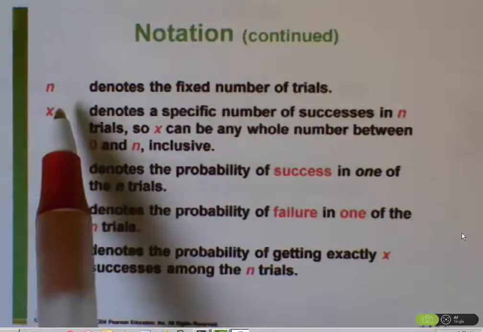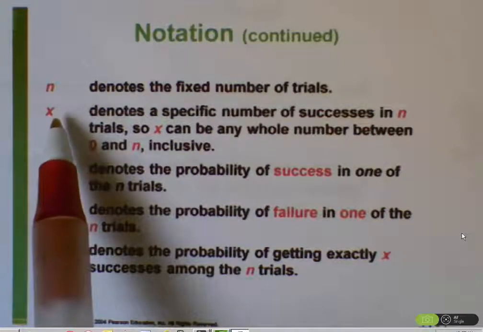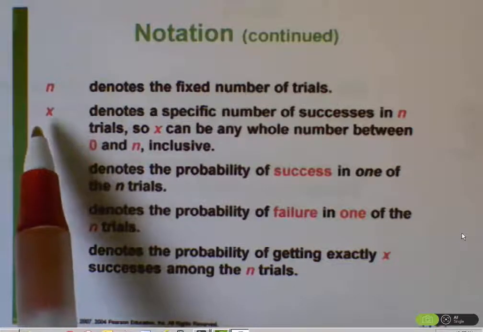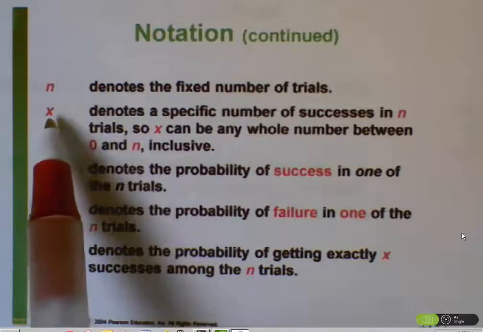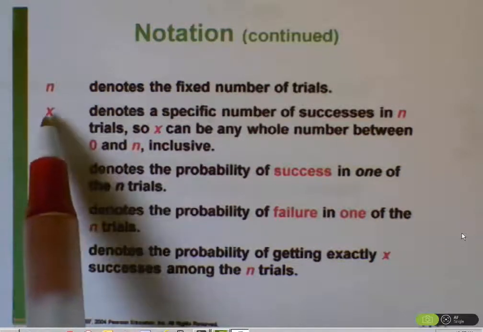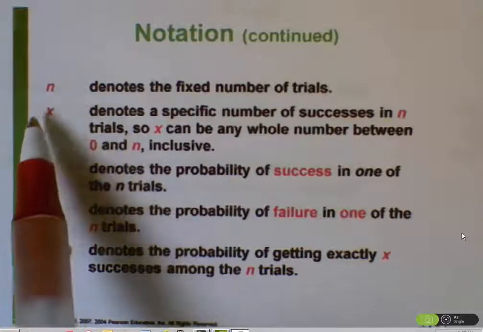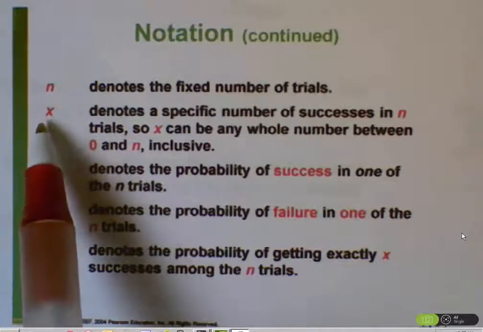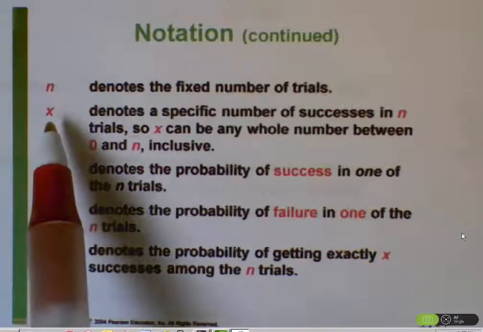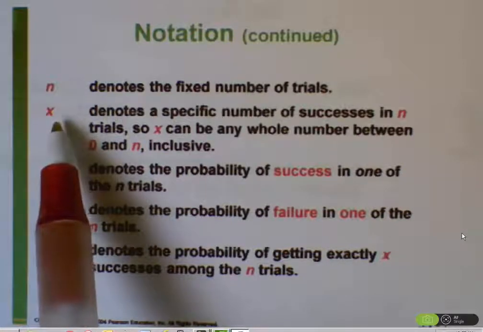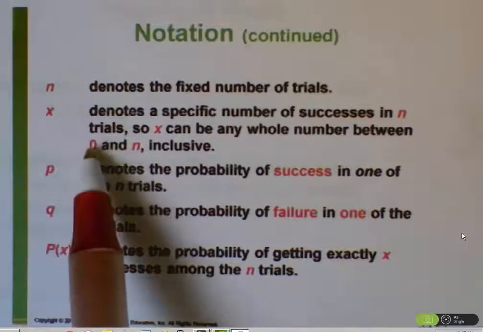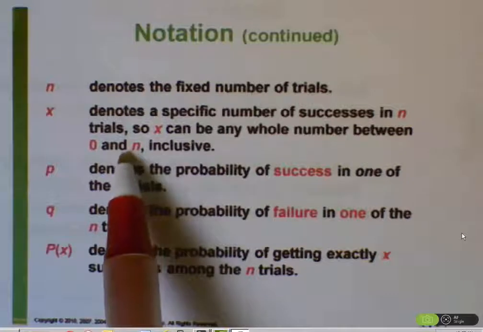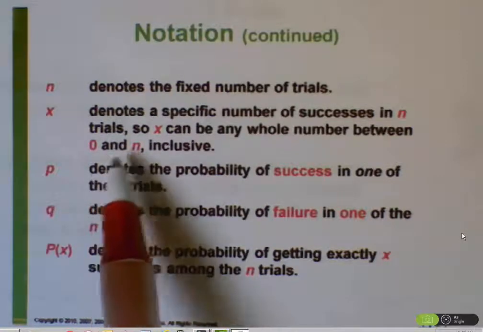I may say, what's the probability of 5 out of 13 girls in 13 births? What's the probability of 5 of them being girls? In that case, 13 is the number of trials and 5 is the number of successes. X has to be a whole number. You can't have a partial success, and it has to be between 0 and n. If I have 13 births, then the fewest girls I can have is 0, and the most girls that I can have is 13. So X is always a whole number between 0 and n.